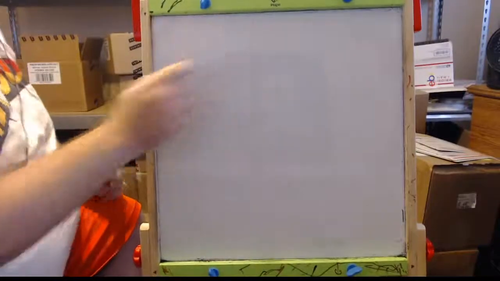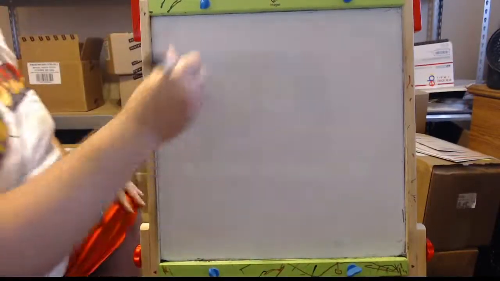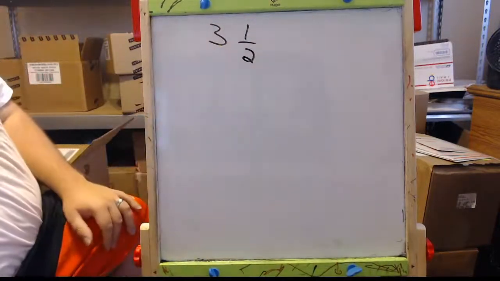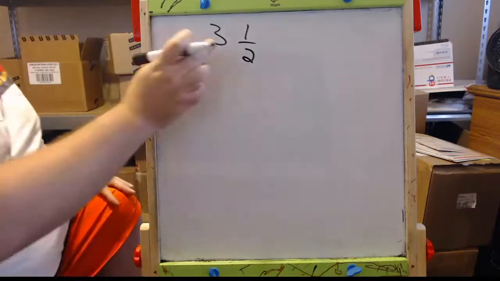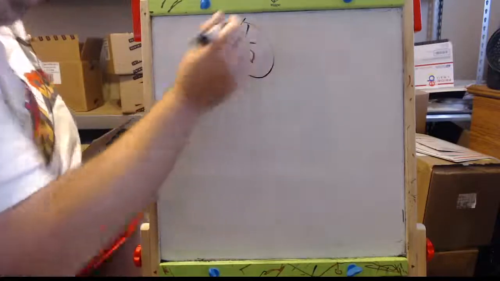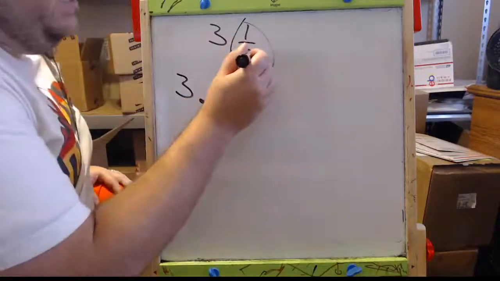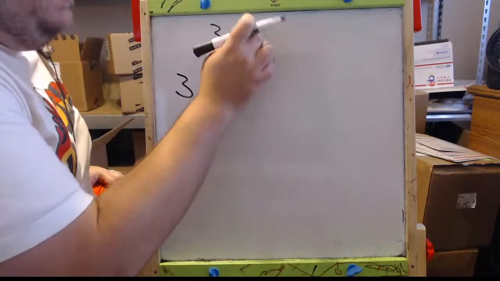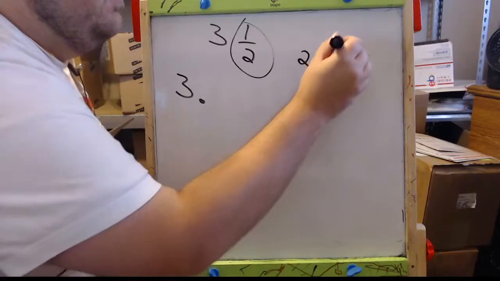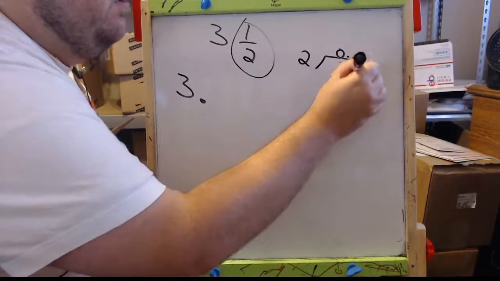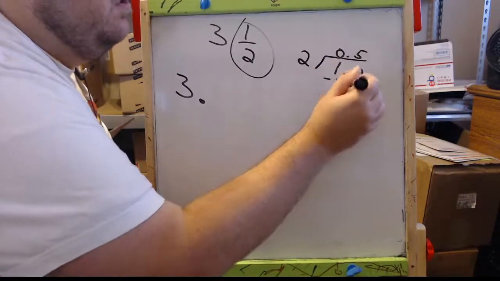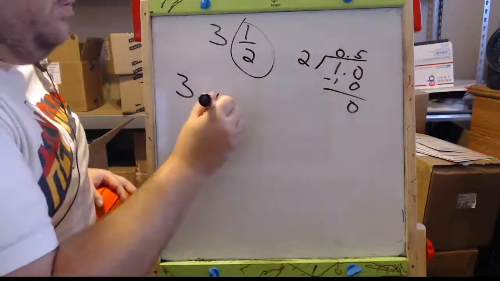All right. 3 1/2. Okay, so the 3 stays the same. So 3 point something. Then turn your half into a decimal by taking the denominator and dividing it into the numerator. So 2 divided into 1, it doesn't go in. We put in a 0 here. 2 goes into 10 5 times. 0 left over, 3.5.